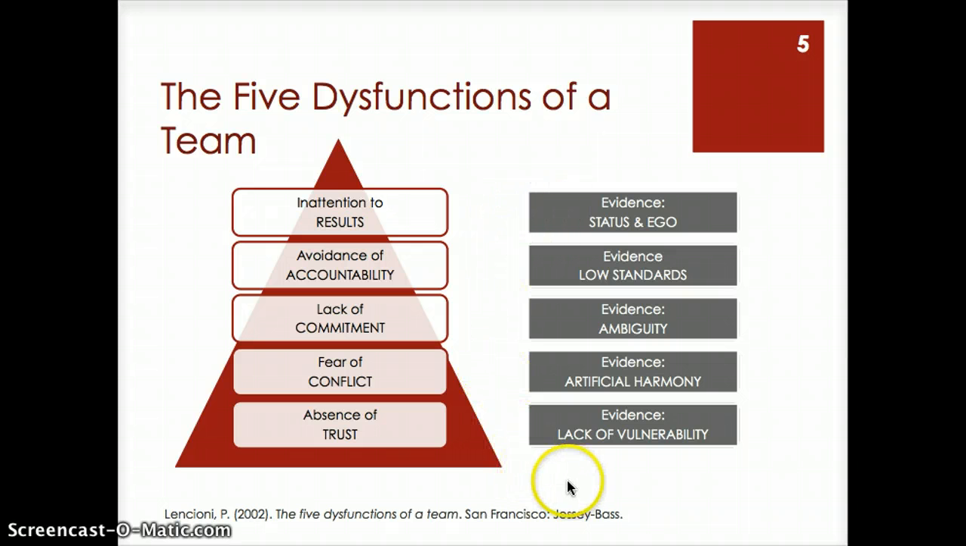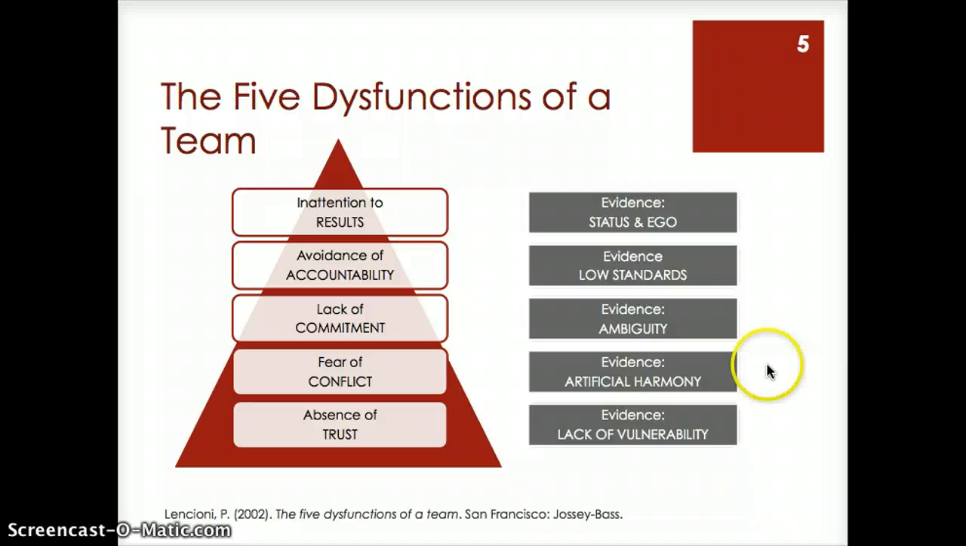These are some evidences of each of these 5 dysfunctions. So if there's an absence of trust in the team, an evidence of that is going to be lack of vulnerability. This lack of vulnerability is going to look like people are not willing to share information about themselves with one another. They're not going to be willing to put themselves out on the line for the team. If there's an absence of trust, that's going to result in a fear of conflict. That fear of conflict or disagreement is going to look like artificial harmony, that there's never a disagreement. Everybody always agrees with each other.